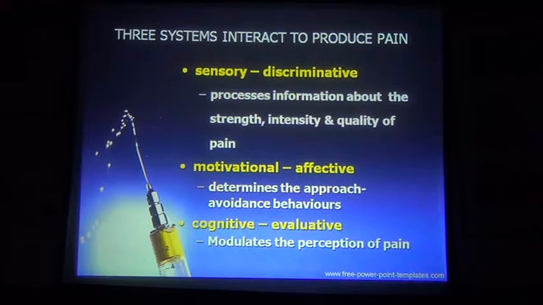Next. When we are not able to properly define pain, there must be some systems interacting so that this complex phenomenon unfolds. What are the three systems? The sensory, motivational, and cognitive systems. The sensory component is discriminative. The information recorded to the brain is processed, including strength, intensity, and quality. The motivational is an affective behavior. It determines the approach and avoidance behavior of the individual. The cognitive is evaluative. It modulates the perception of pain. So these three systems interact to produce pain.